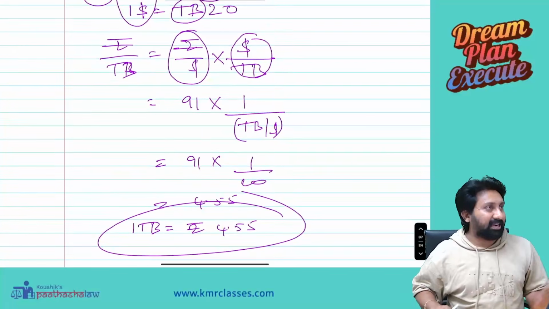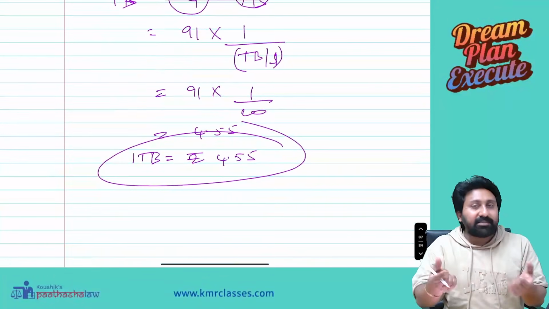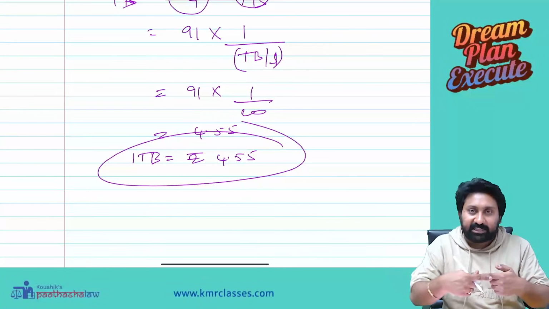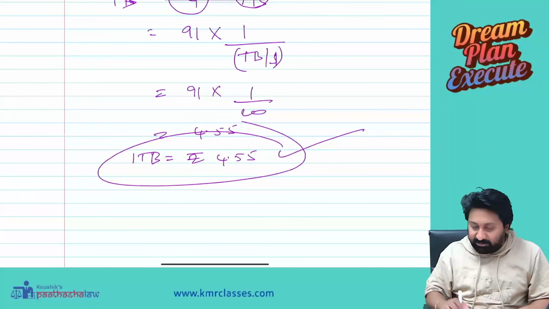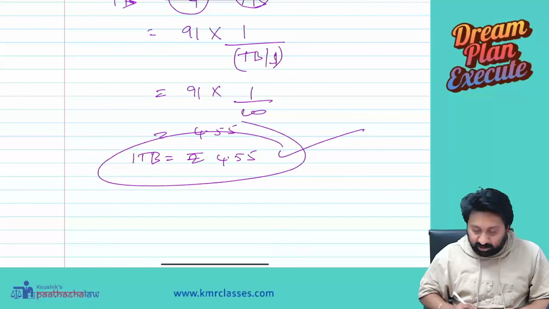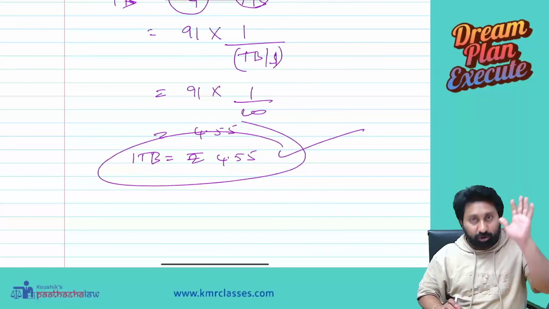Like this you have to understand. So when two currencies are not directly quoted against each other, but both are quoted against a common currency, we can use this concept called cross-currency quotation.